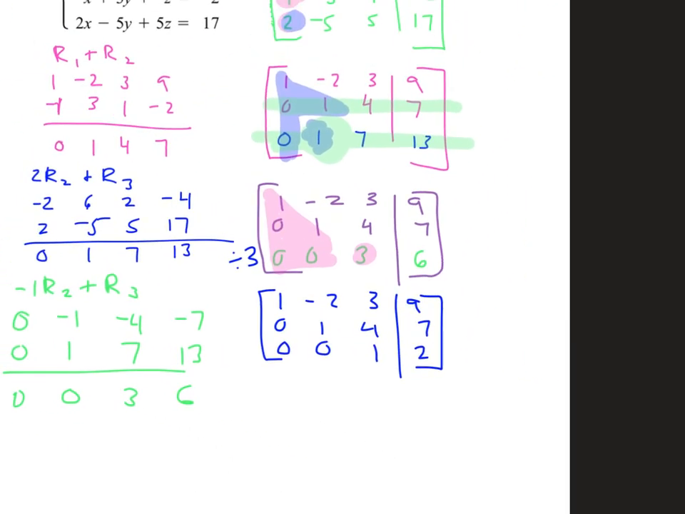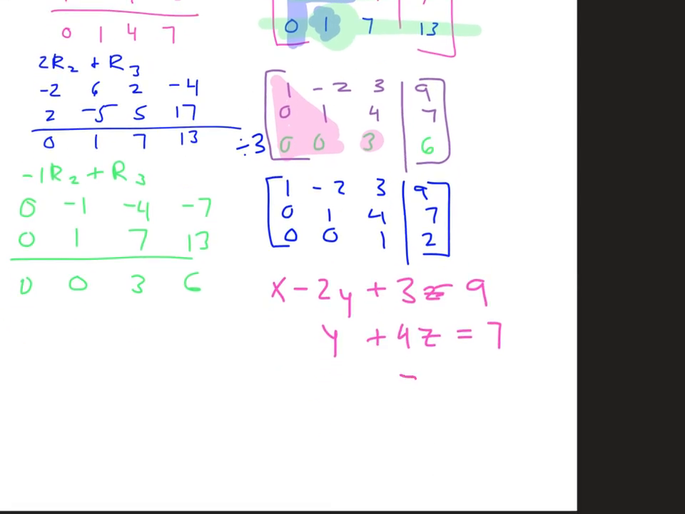And now this is our new system of equations, and we can use back substitution to solve. So we have x minus 2y plus 3z is equal to 9, y plus 4z is equal to 7, and z is equal to 2. So we take z is equal to 2, plug it in to find y, then plug y and z in to find x.